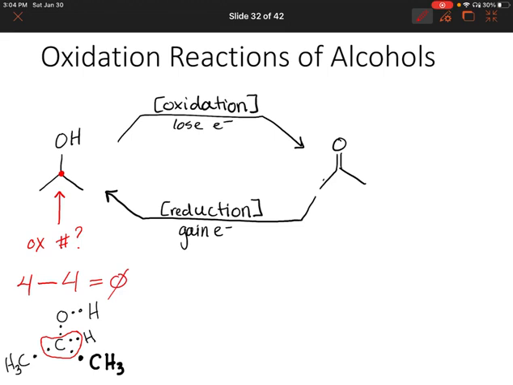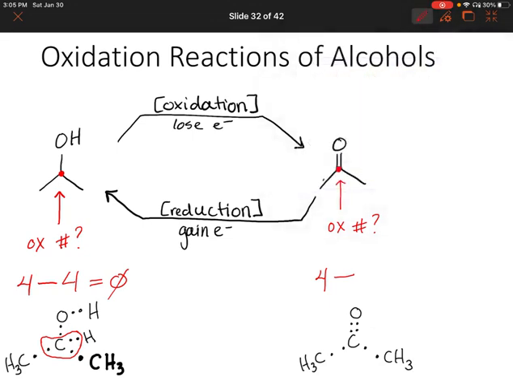Now let's do the same thing for the carbon in our ketone. What is the oxidation number? And feel free to pause the video if you want to try to determine that by yourself. So again, carbon has 4 valence electrons, and then we're going to subtract the number of owned electrons. So if we draw the Lewis structure, we have a double bond with oxygen, and then our CH3 groups off to the side.